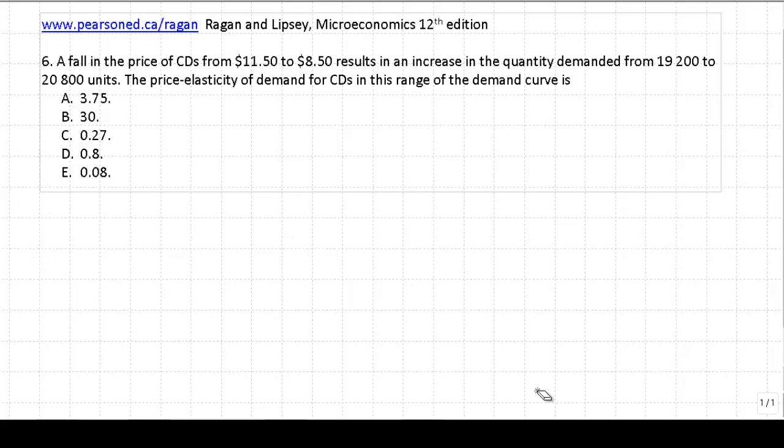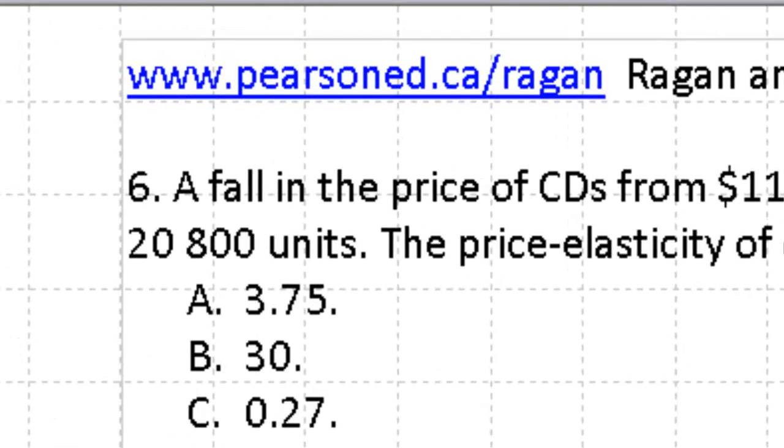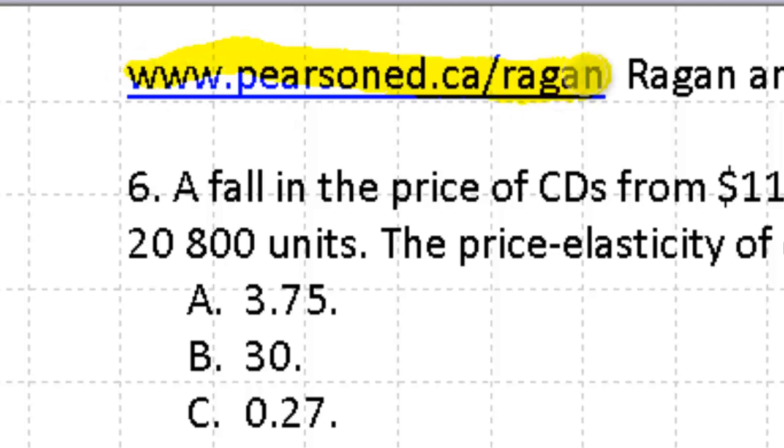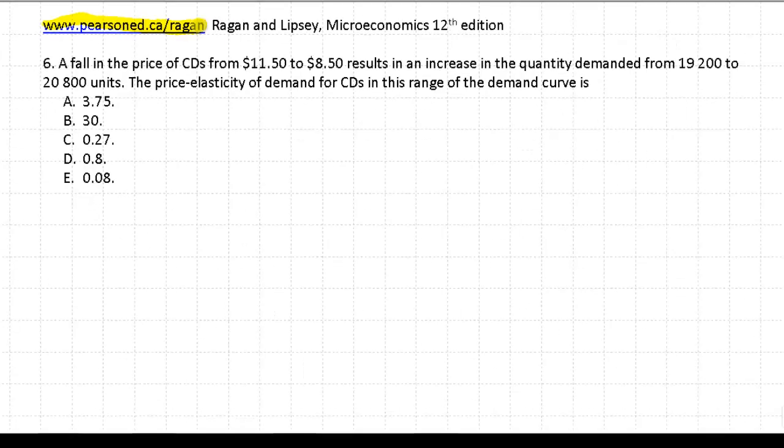So welcome back. We're going to do question 6, and this is an elasticity question. And again, I'm getting this question from this address here. You can just go to this address and follow the directions. In the previous video, I had the directions in terms of what I clicked on, but this is looking at elasticity, chapter 4. Is question number 6 from there.